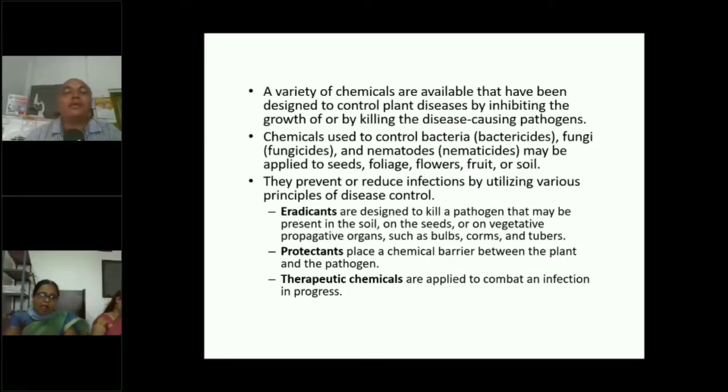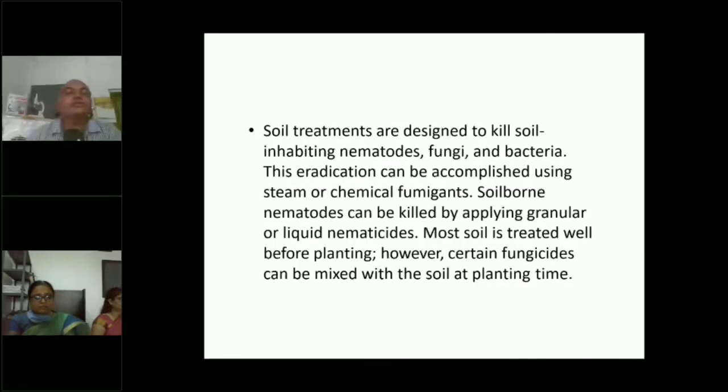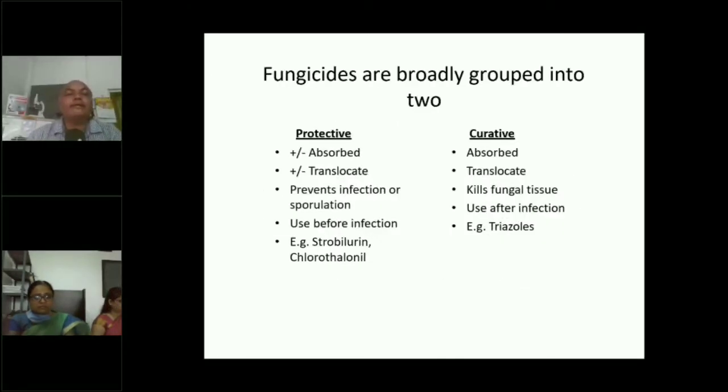The chemicals which kill bacteria, we call bactericides. The chemicals which kill nematodes, we have nematicides, then fungicides. There are so many chemicals available in the market, and these are also categorized as protective as well as curative. Because if there is a possibility of predisposing factors and we are looking at there may be infection of any fungi, then we can go for a protective way of protection. And if there is already infection of any pathogen, then you can go for a curative way of protection.